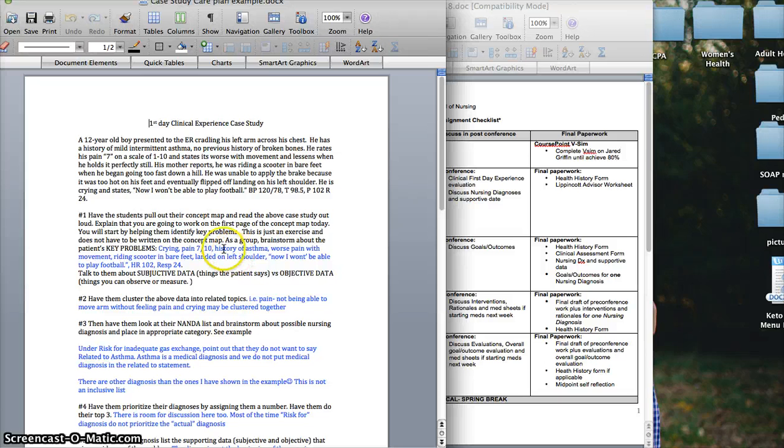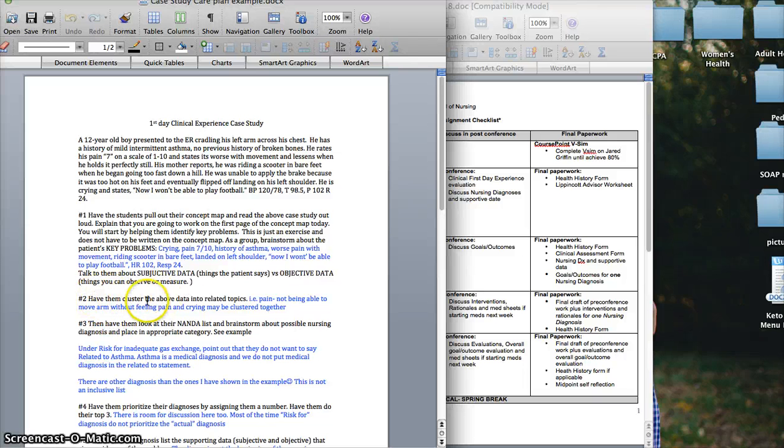And here are some examples from up here. Crying, pain is 7 out of 10, history of asthma, worst pain with movement, riding scooter in bare feet, landed on left shoulder, in quotes saying, "Now I won't be able to play football," and some vital signs. Talk to them about subjective data, things that the patient says, and objective data, things that you observe. Okay, remember, we're wanting to gather all of that.